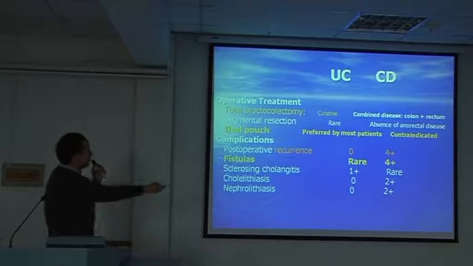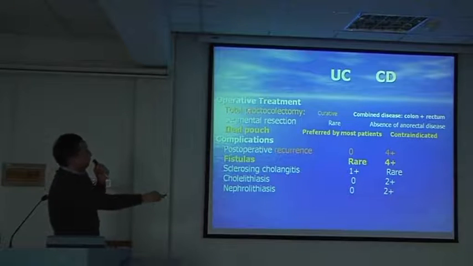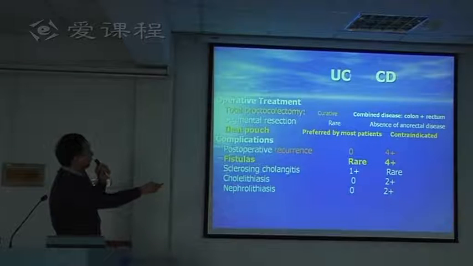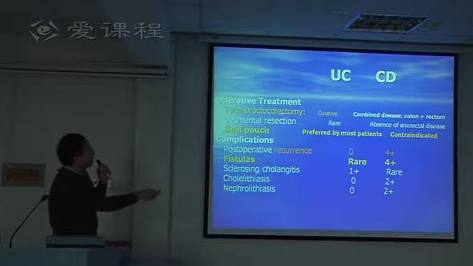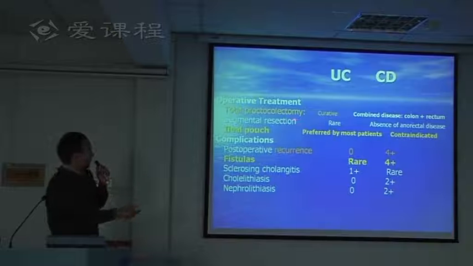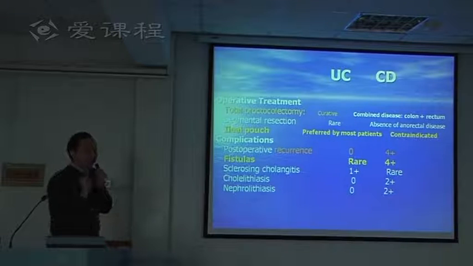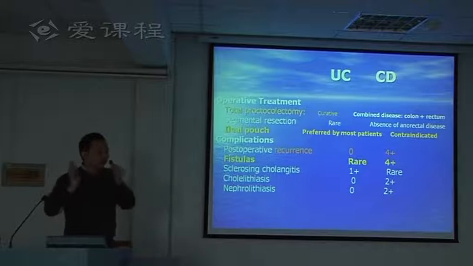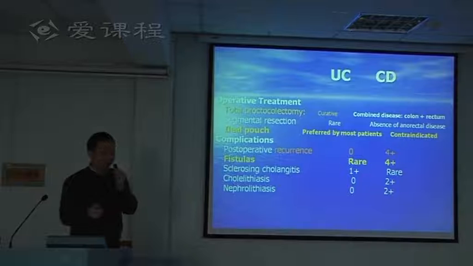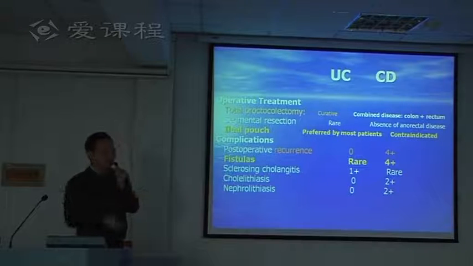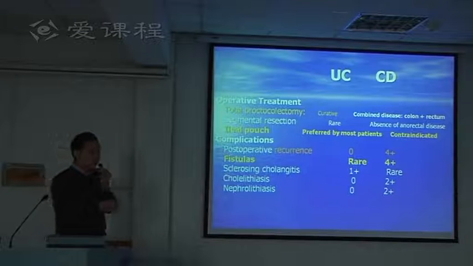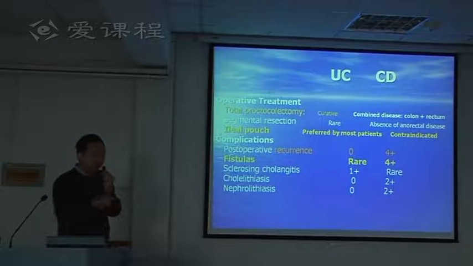For CD, usually segmental resection is rare... For UC, we mostly do total proctocolectomy, but for CD, segmental resection is more popular because it is a segmental disease and a pan-gastrointestinal disease. If you take off all the colon and rectum, it may happen in the small intestine, and you cannot remove all of the small intestine. So it's better to preserve as much intestine as possible.